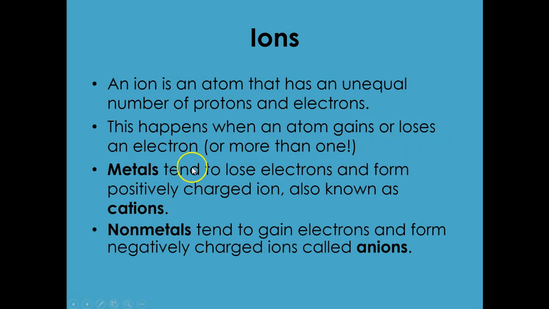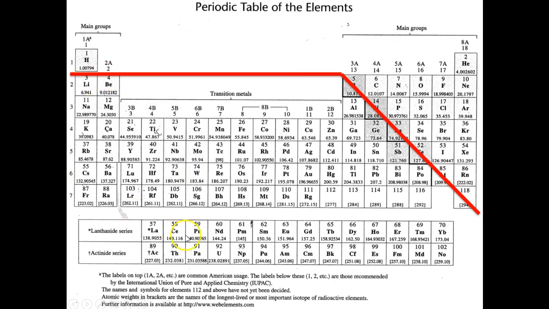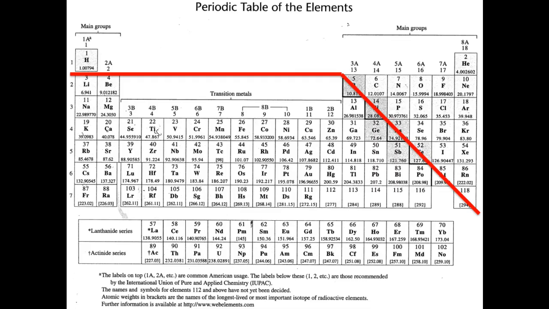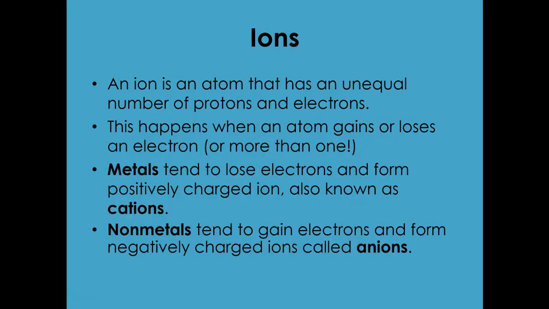Metals, all these things on the southwest of the red line, will all lose electrons when they ionize, and that will give them positive charges. Positively charged ions are known as cations. Nonmetals, hydrogen's kind of an outlier, it can do both, but all of these nonmetals over here, when they ionize, are going to gain electrons, and when they do that, they will have negative charges. Negatively charged ions are called anions.